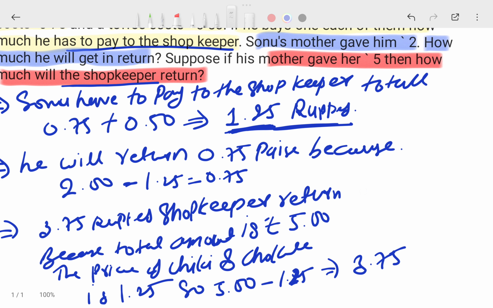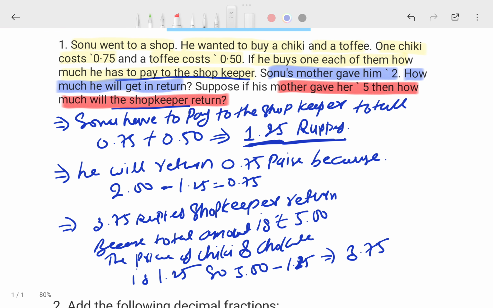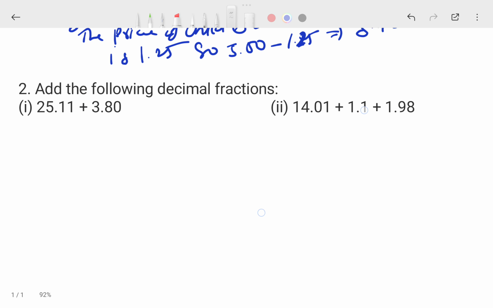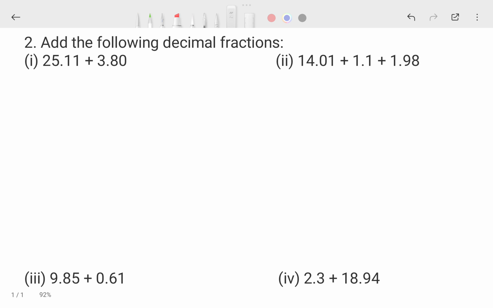Actually this question is not very complicated, but generally we think it is a hard question. Okay, is it clear? Right, so let's talk about the second question. The second question is easy. It says to add the following decimal fractions. So how can we add? Simple, nothing is hard in this.